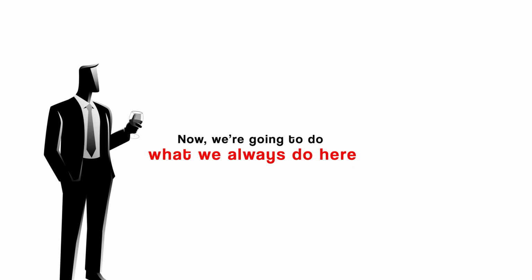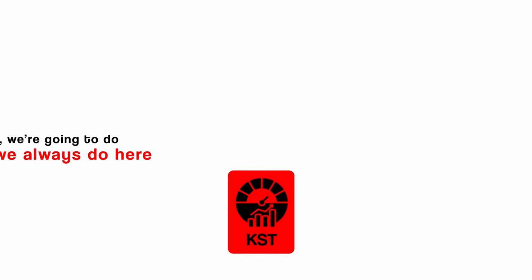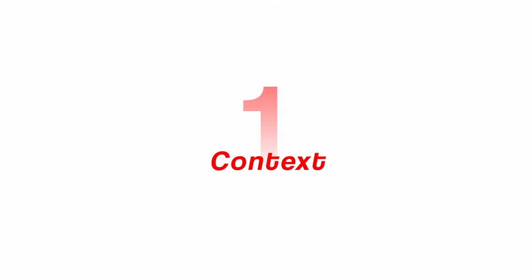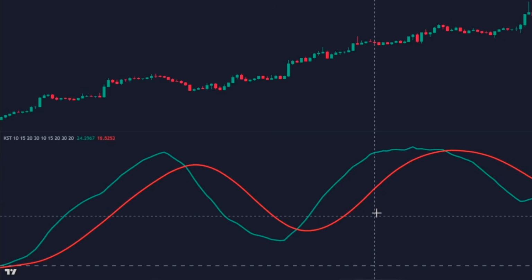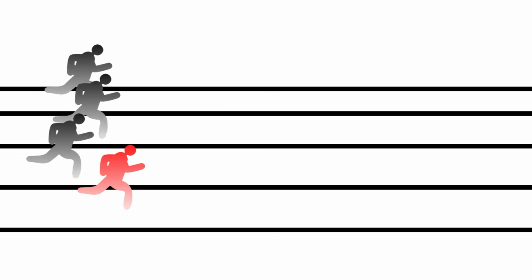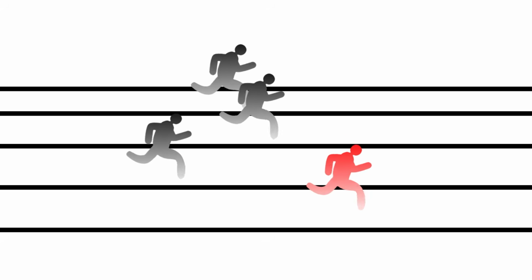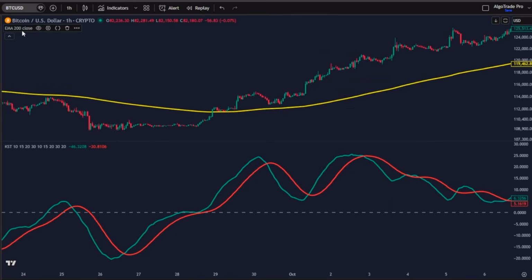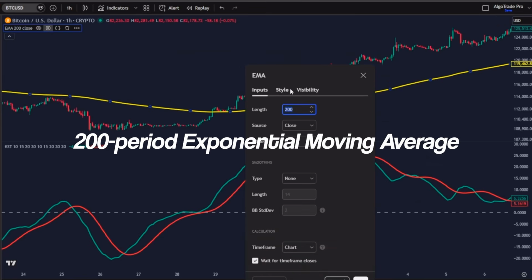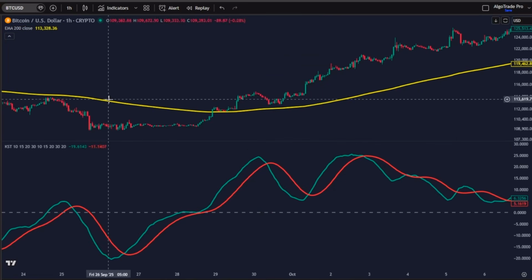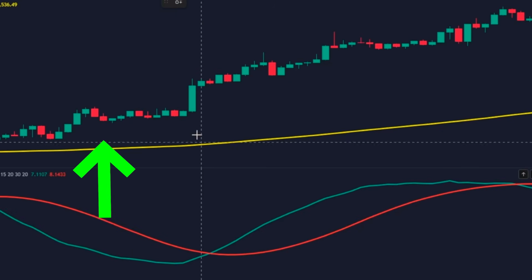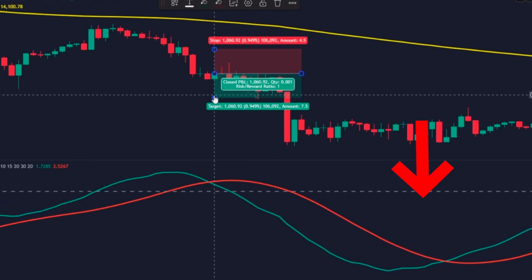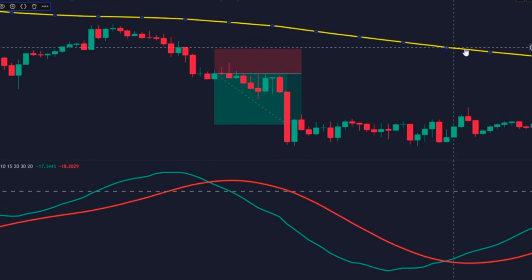Now we are going to do what we always do here. We are going to turn this indicator into a complete rule-based trading system. First, we need context. Because the KST is a momentum indicator, it performs best when it's aligned with the dominant market direction. So, we are going to filter out trades using something simple and proven. We'll use a 200 period exponential moving average as our baseline. Long trades are only allowed when the price is above the 200 EMA, and short trades are only allowed when the price is below it.